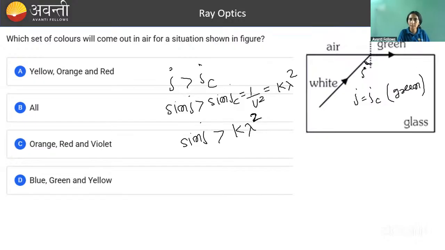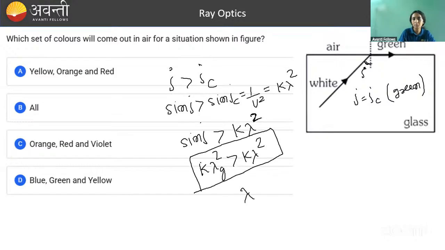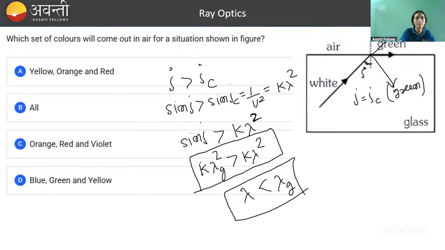So if you put the value here, sine i is equal to sine i_c for green light. So for green light, this will be equal to k lambda green square. So which light will get totally internally reflected? Whose wavelength will follow this relation? That is, whose wavelength will be less than green light. That will come here, and the light whose wavelength is greater than green will go out. That is yellow, orange, red. So option A.